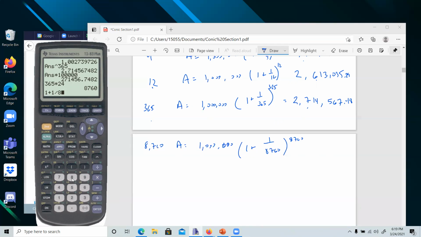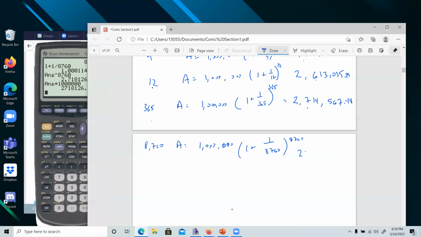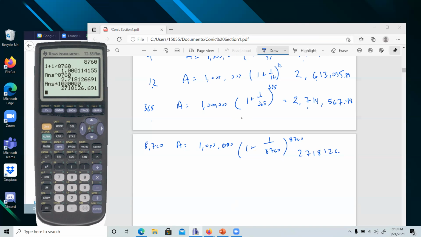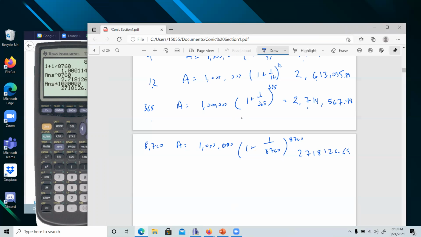So 1 over 8,760, it doesn't look like a big number, but we're going to raise it to the 8,760. And then times 1 and then 6 zeros. 1, 2, 3, 4, 5, 6. Okay, and we get 2,718,126.69. All right. It didn't change by very much, did it? So the other ones changed by 100,000. I mean, that's a pretty big change. This one is now changing by $4,000. So in the course of a million, $4,000 really is not that much.